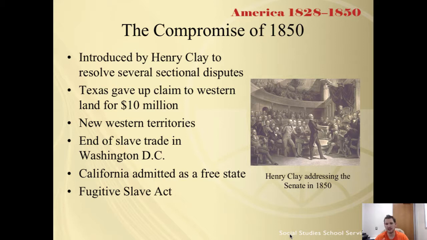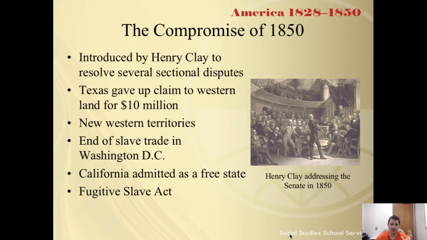So original land for Texas included New Mexico, Nevada, Arizona, and Utah. But Texas basically gave up that land in exchange for $10 million. Washington, D.C. would end the slave trade, but continue to allow slavery itself. So now you couldn't sell slaves at all, not even within the states, but if you already owned slaves, you're good to go. And California would be admitted to the Union as a free state.